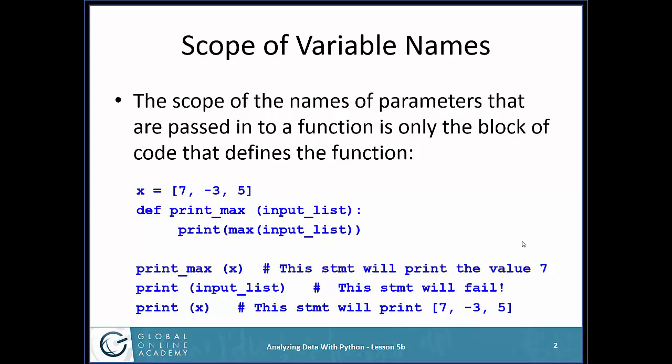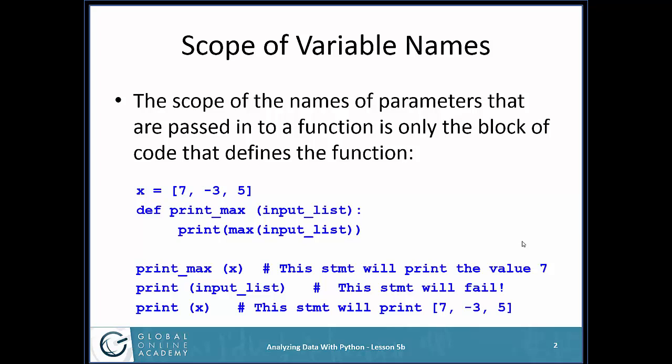I now define a function called print max, giving it a parameter called input list. That says there's going to be an indented block of code that I'm going to associate with the name of the function print max, and it's going to have a parameter called input list that is only defined inside that indented block of code. So input list is not a variable that lives anywhere else. Whenever I call print max, whatever I send in as the first value gets bound to the name input list. What does this function do? All it does is print out the maximum value of input list.